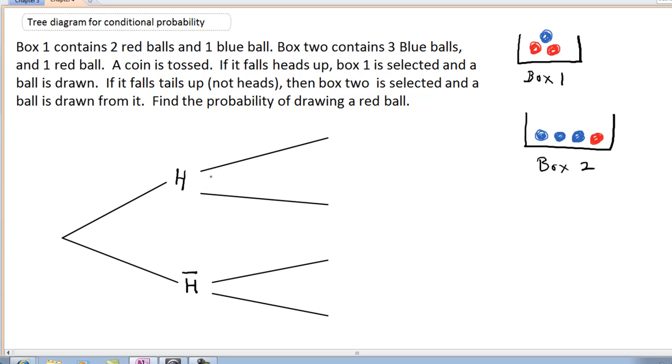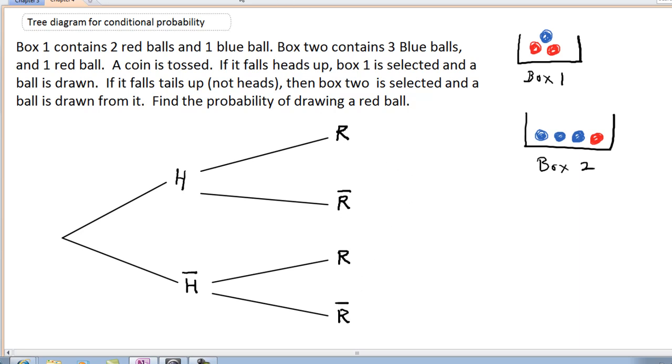After that, we can draw a red ball, or we can draw blue. And instead of putting blue here, I'm going to put not red. And same thing down here. We can get red or not red.